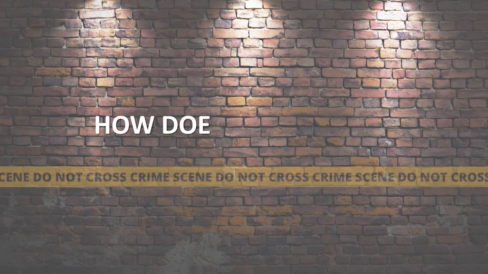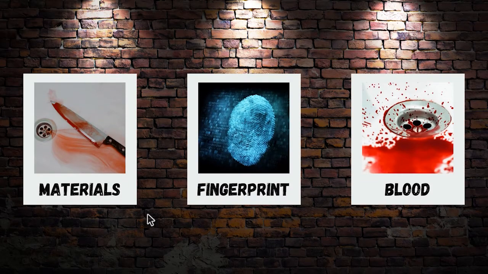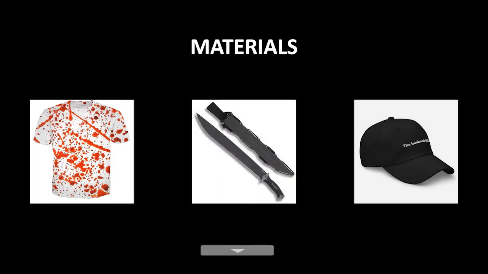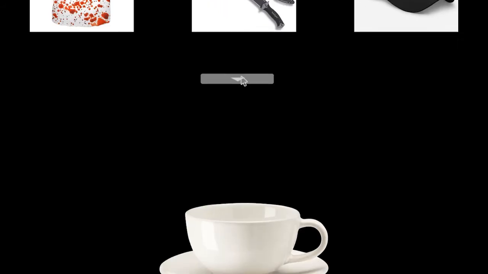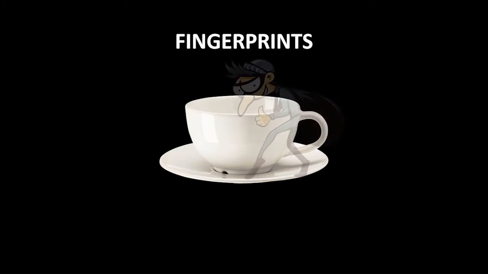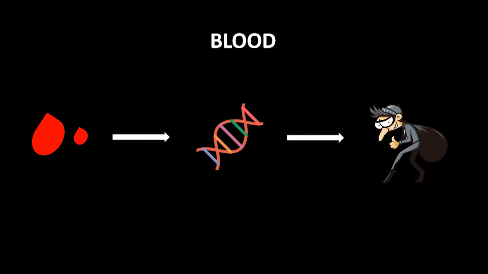So, the question is, how does DNA help to identify the criminal? By the materials, fingerprints, and blood at the crime scene. Let's look at them one by one. Examples of materials are shirts, sharp weapons, hats, or anything at the crime scene. Other than that, humans leave fingerprints on things they touch. Research shows that DNA can be obtained from a single fingerprint. A forensic scientist can also use blood evidence to contradict a witness statement or any statement that the suspect may make. Hence, it can help determine if a crime was committed.